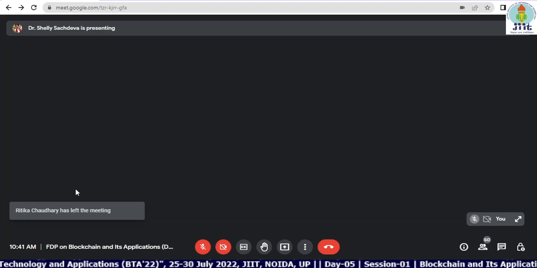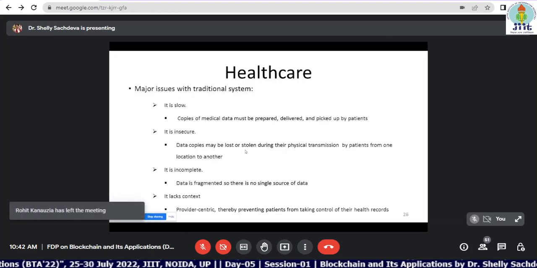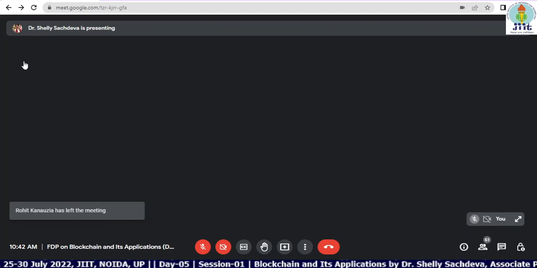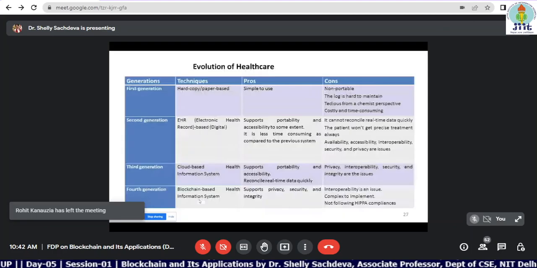And when I become ill at times and visit a hospital, it means that medically I'm a little bit unfit, and that is why I require some particular test. So that is why my data is considered as electronic medical record data. So it lacks context, right? These are some of the disadvantages of the traditional healthcare system.